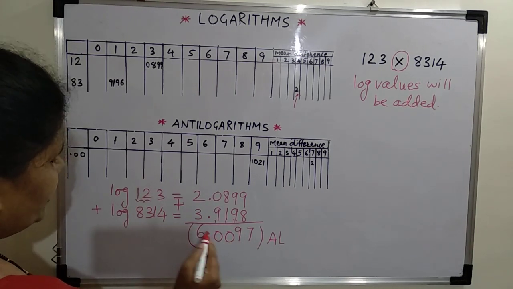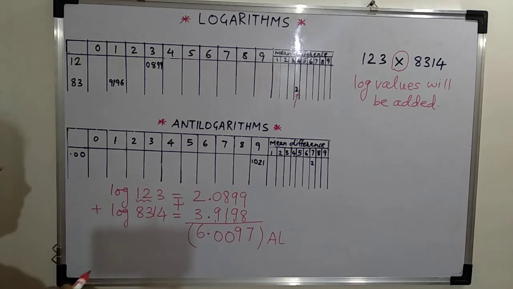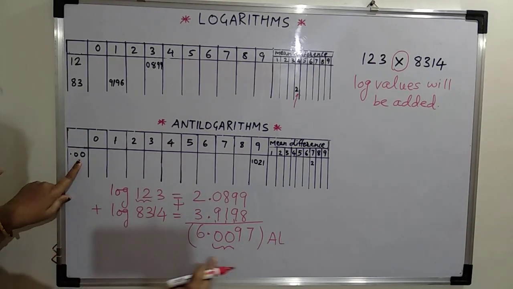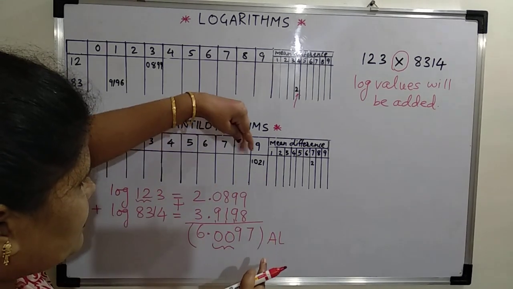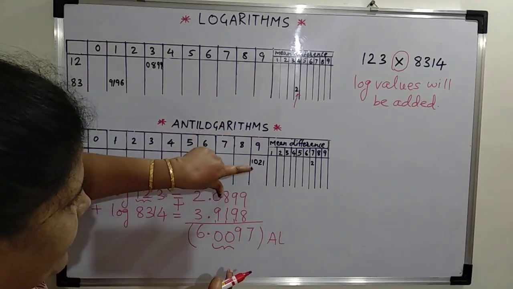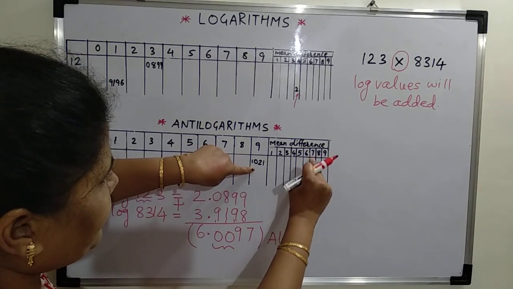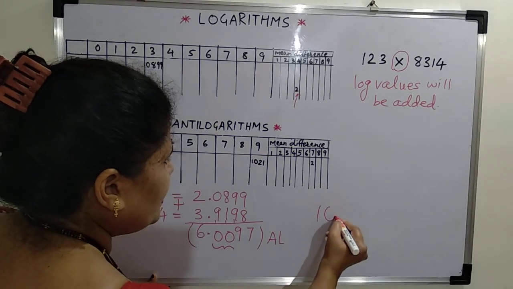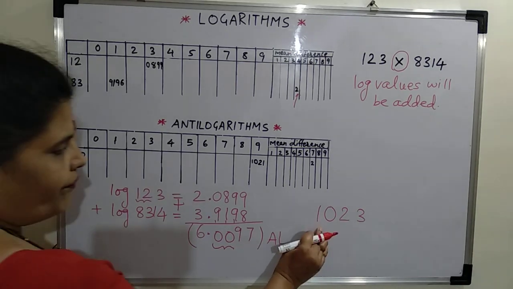But what you have to see here, students, is that the values in this column all start with a decimal and then the digits. So I will see 0.00, that is this. Under 9, it is 1021, students. You can see this value. And then under the mean difference, under 7, I will add it. So what I will get is 1023. So this is your final answer.